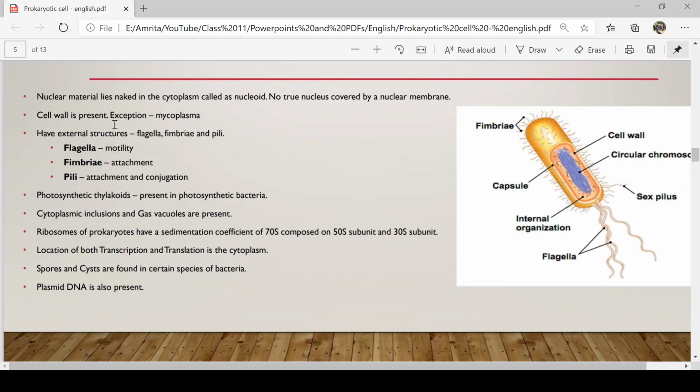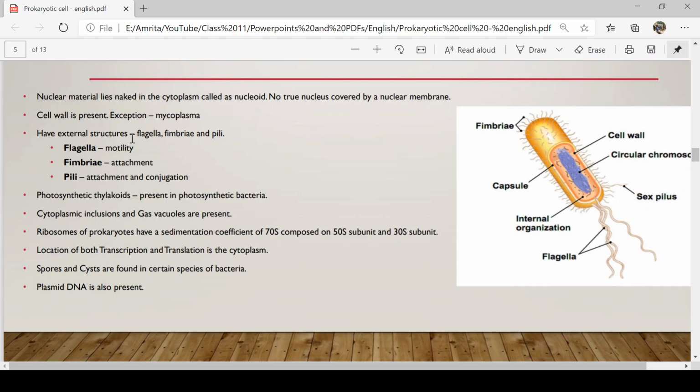Cell wall is present. And in this also we have an exception, which is mycoplasma. Mycoplasma is the smallest bacteria. When I talk about cell wall, three organisms have cell wall. One is plant, another one is fungi, and the third one is bacteria. Bacteria also has a cell wall. So cell wall is present. There is no true nucleus.